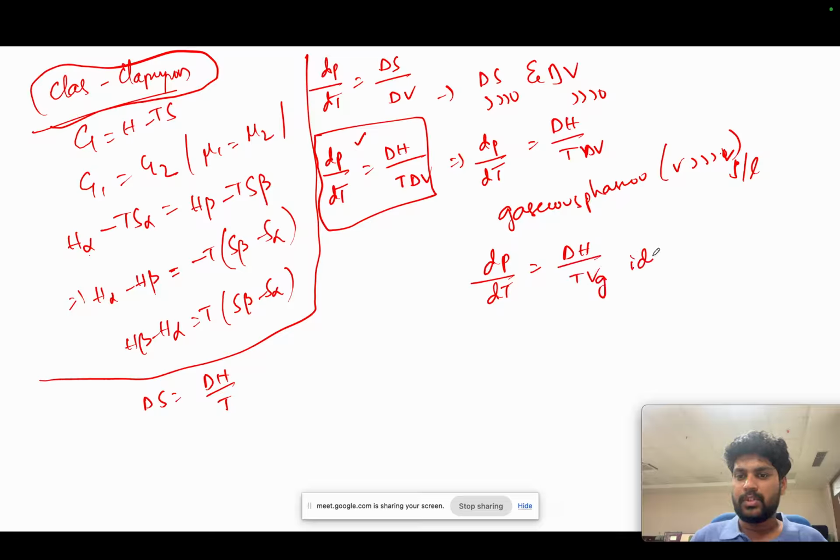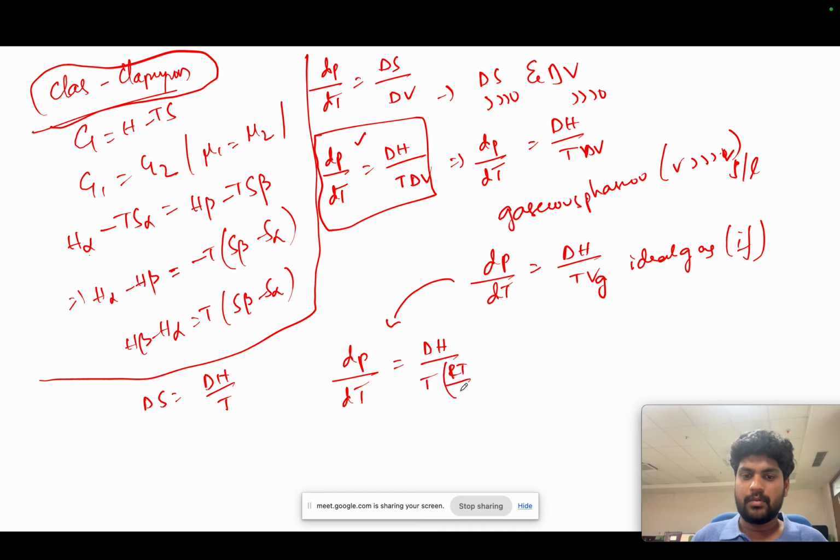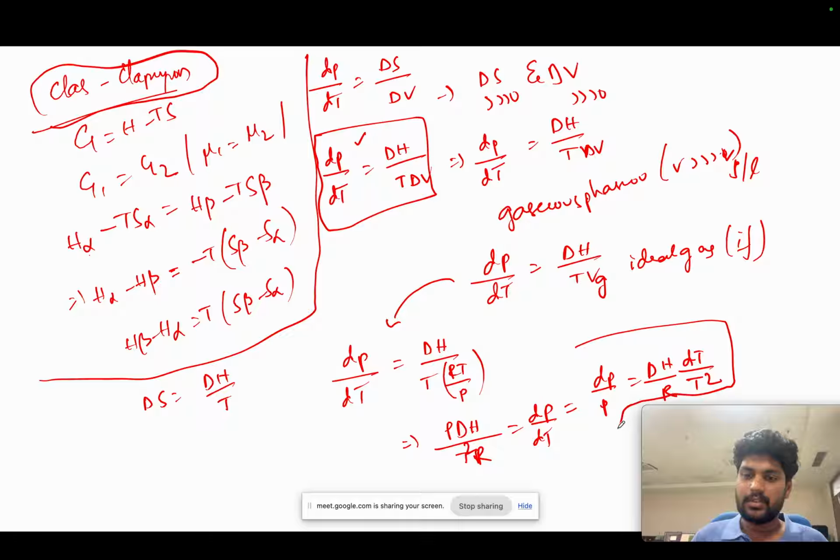If I take the ideal gas situation, then this equation will be delta H by T into RT by P. So it will be P delta H by T square R equals dP by dT, and this equation will be dP by P equals delta H by R dT by T square. Any doubts in this equation?